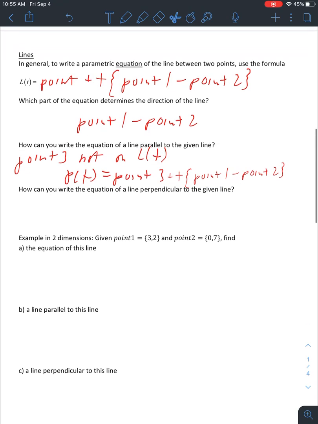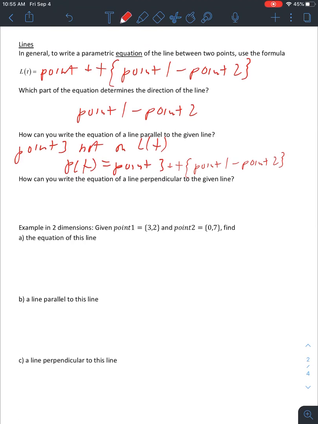How can you write an equation of a line perpendicular to that line? Well, you can first just think your way through it and find a perpendicular vector. Make sure that's a perpendicular vector by showing the dot product with your direction vector is 0. And then use any point on the line with the new vector.